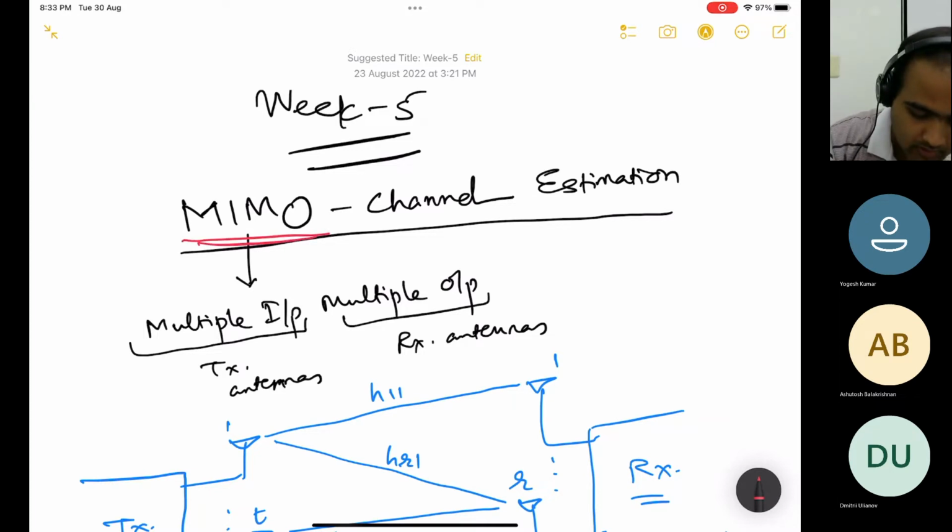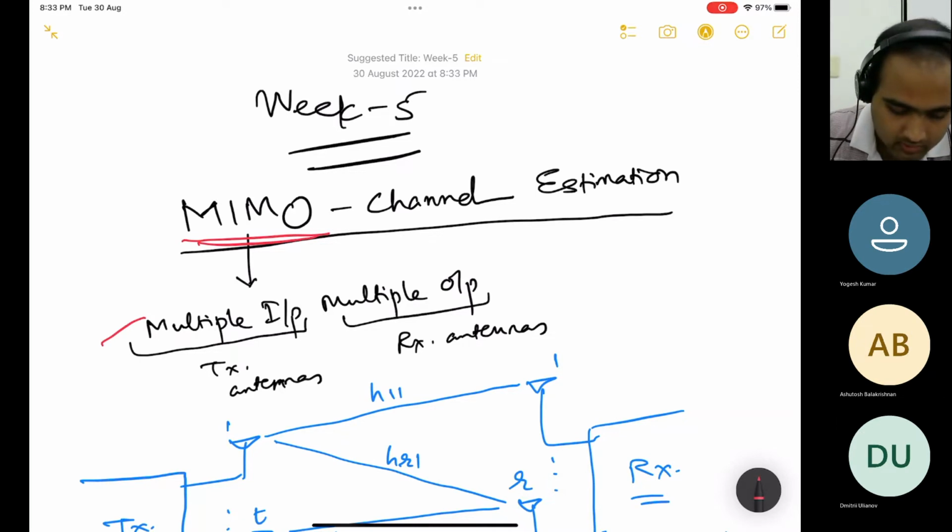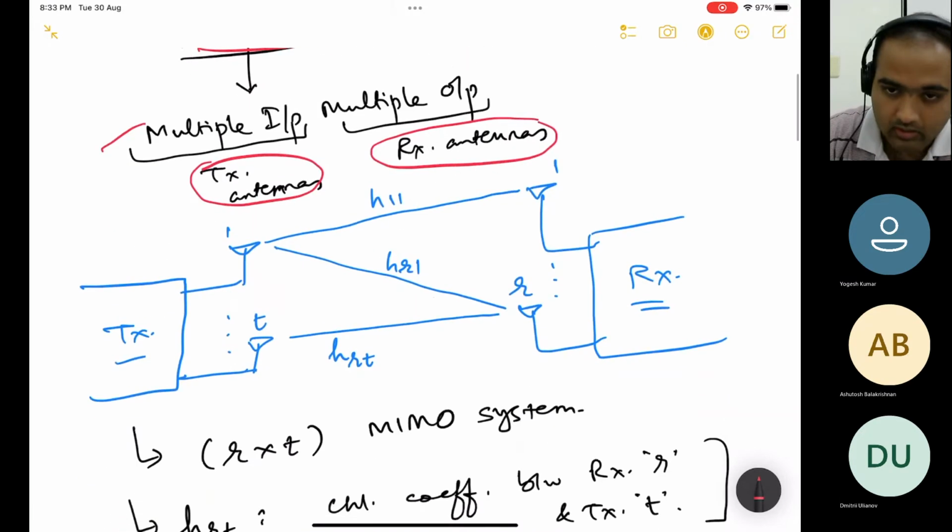So MIMO by its name, multiple input, multiple output, right? Multiple input means multiple transmit antennas on the input side and multiple antennas on the receiver side. If you see the diagram, you have a transmitter having, say, T transmit antennas. Similarly, on the receiver side, say you have R receive antennas.